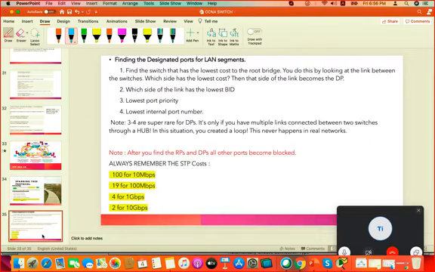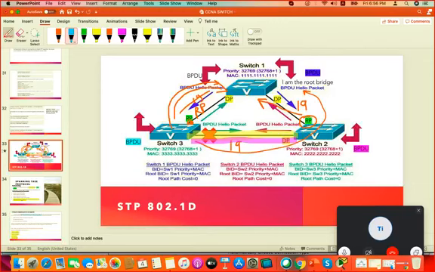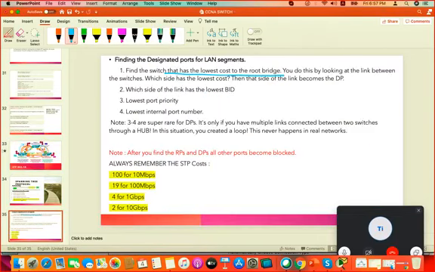You will see here. Finding the designated port: find the switch that has the lowest cost to the root bridge. The first criteria. And if you see from here and from here, the cost is similar to reach the root bridge. Find the switch that has the lowest cost to the root bridge. Okay, so the cost is the same. Fine.